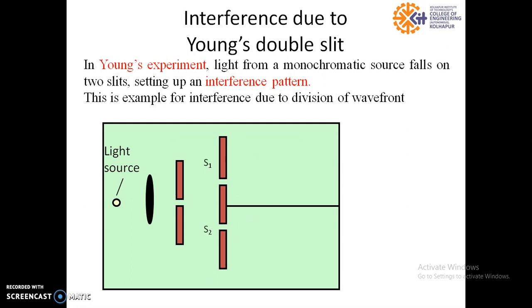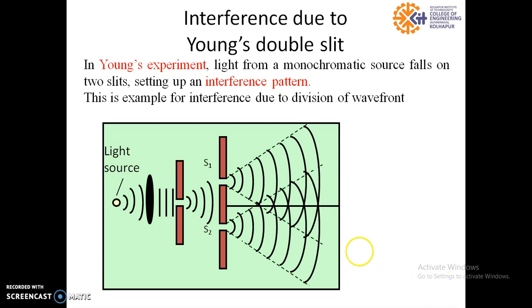So you have already studied Young's double slit experiment. When the plane wavefront is incident on a slit, and then it passes through two slits, here at these two slits there is a division of wavefront. That means one wavefront gets divided into two wavefronts and then these two wavefronts interfere with each other.